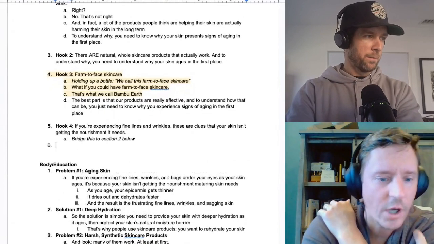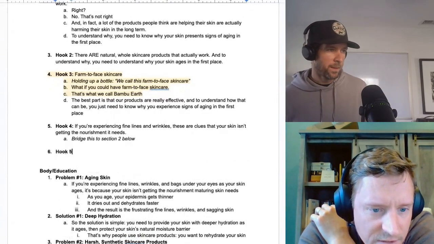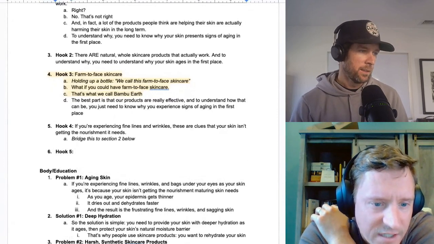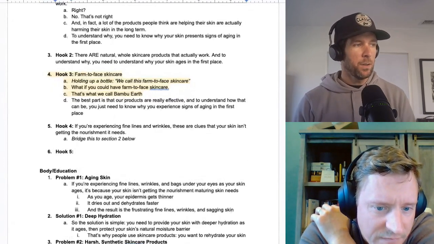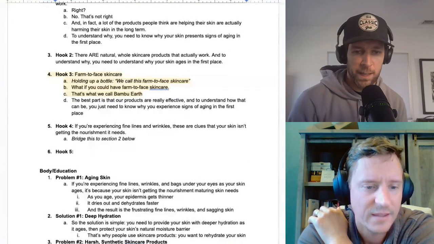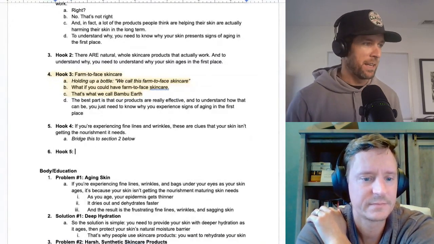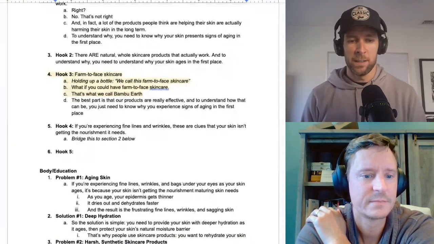Let's come up with one. So you would go, if you're experiencing fine lines and wrinkles, blah, blah, blah, you'd bridge that right to section 2. So you'd skip. Oh, I see. Because it's basically already. Yeah, you have to wordsmith that some more, but we've kind of already gotten that with essentially the non-hook hook and all of that. Okay, let's actually do one more, and this will be the last one.